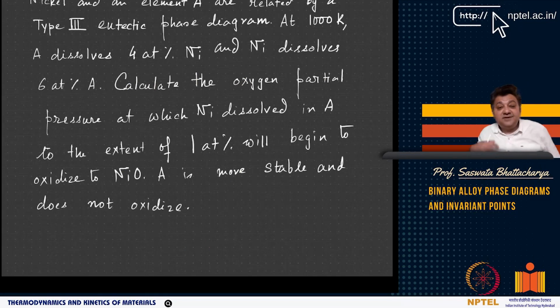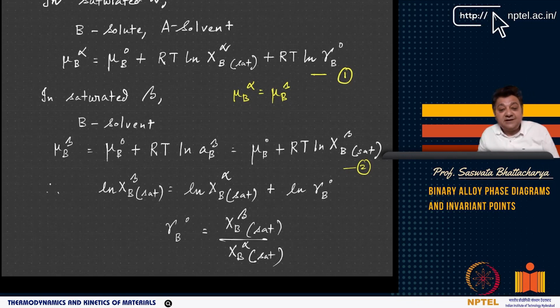This is something that becomes very useful. If we already know the Henry's law coefficient, then we can use this to find out the ratio at the saturation, and it becomes very useful to understand the phase diagram, right? It gives me a nice way to understand the phase diagram.